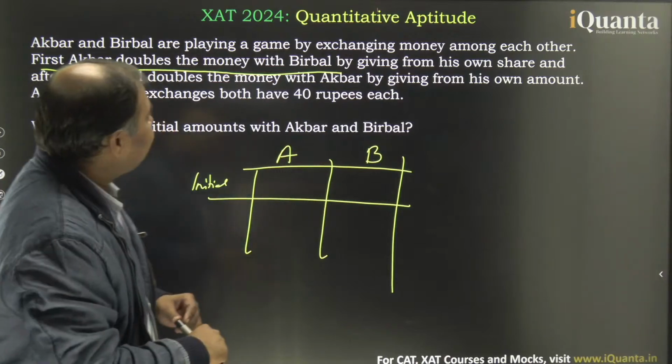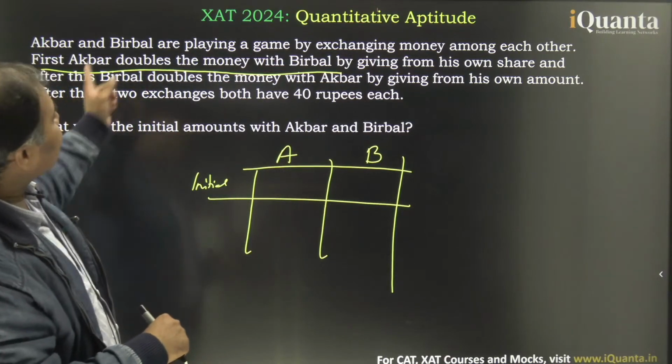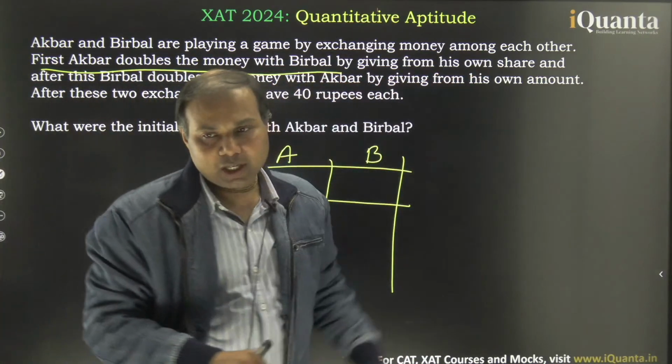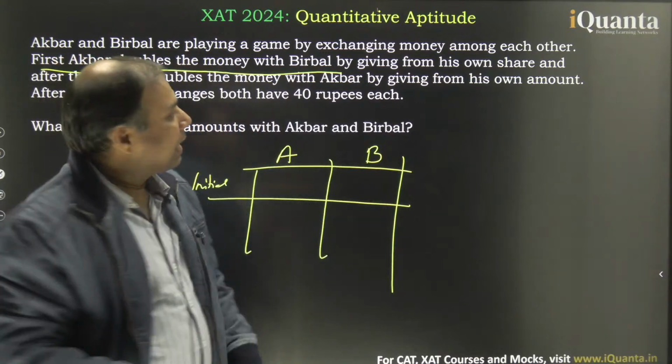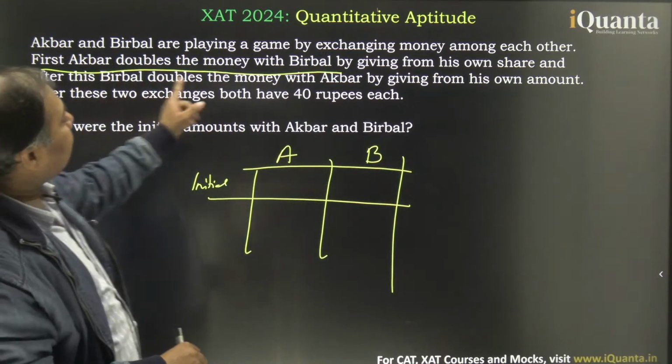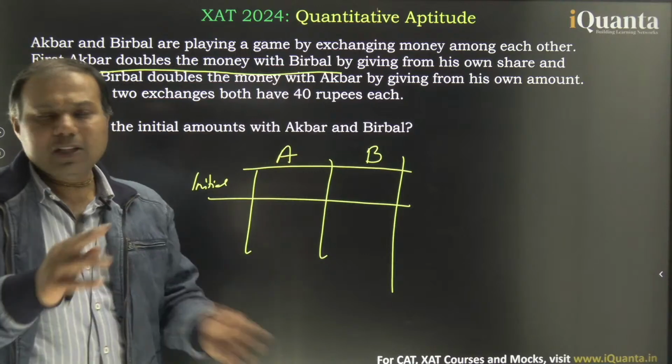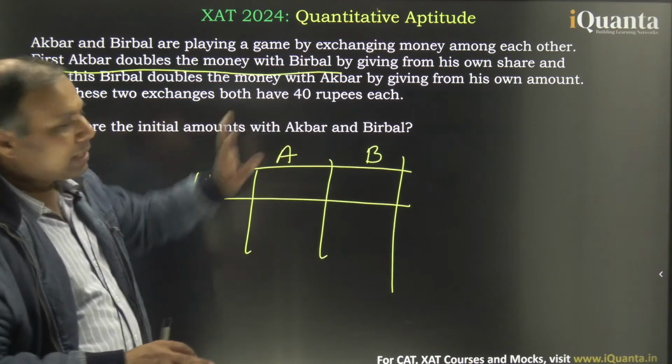He is not doubling it. So how is he doubling? By giving from his own share, from his own pocket, he is giving. And after that Birbal does the same thing, and after these 2 exchanges they are having 40 each.